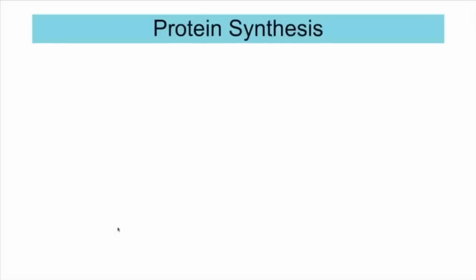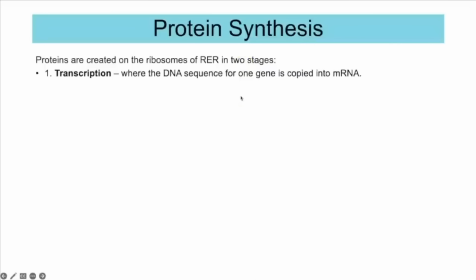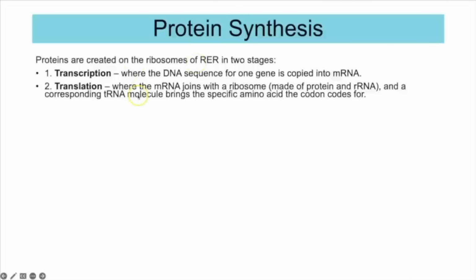And that leads us into this concept of protein synthesis. Proteins are created on the ribosomes of the rough endoplasmic reticulum in two stages. Transcription happens first, and this is when mRNA is created from a copy of one gene on DNA. And then translation is the second stage, and that's where the mRNA has left the nucleus, it attaches to a ribosome, and it is used then to create a polypeptide chain.